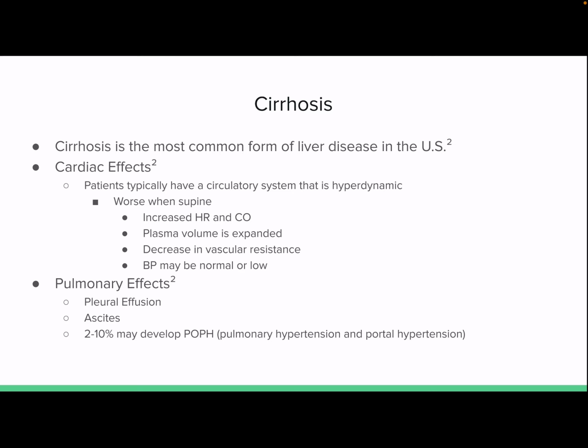Ascites is also found with cirrhosis, and it's associated with a poor prognosis. 56% survive for the next 3 years, and it is clinically detected when greater than 500 milliliters of fluid accumulates in the abdomen. That is then associated with weight gain and eventual peripheral edema. And finally, 2 to 10% may have POPH, which is pulmonary hypertension and portal hypertension.